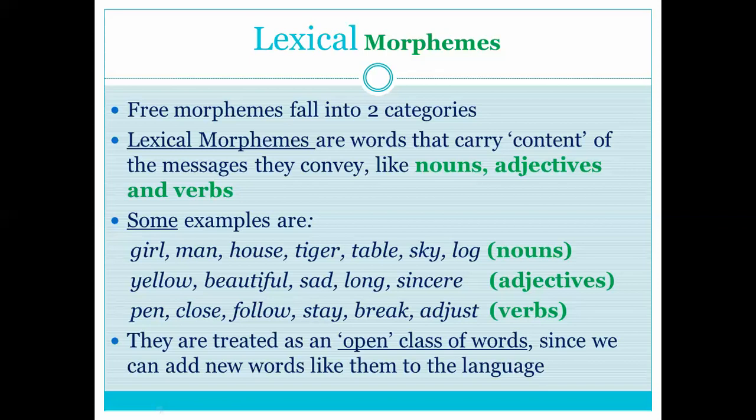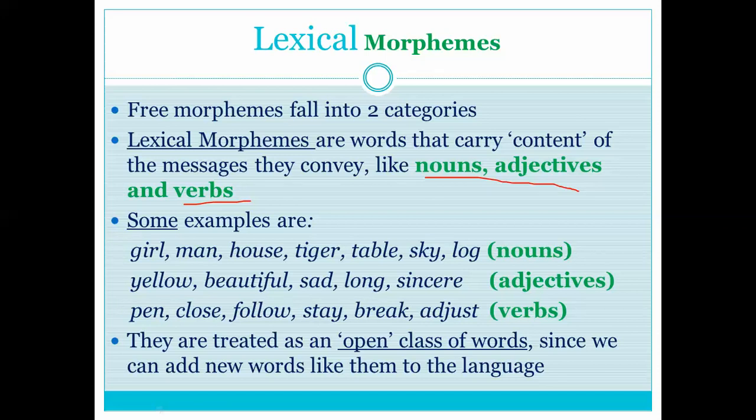Now we have what's called a lexical morpheme. And well, we have our free ones, the ones that are just nouns, adjectives, or verbs that can hang out by themselves. They're words that carry the content of the message. So these are called lexical morphemes. Lexical morphemes, like I said before, are going to usually be nouns, adjectives, and verbs. If they can stand usually by themselves and they carry the most of the content of what we're trying to say, then these are lexical.